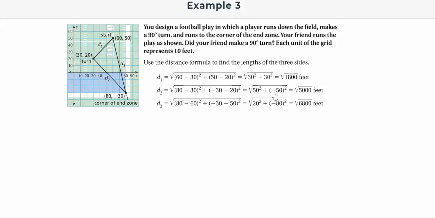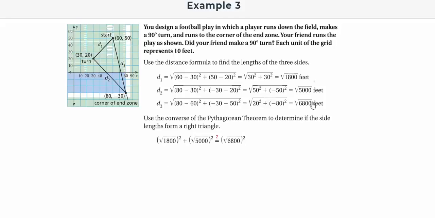Okay? At this point, once we've got the distances of the three sides, we do what we did in example 1. We use the Pythagorean theorem, a squared plus b squared equals c squared. And then the converse of the Pythagorean theorem tells us that if a squared plus b squared does equal c squared, then the triangle is a right triangle. And that means that that teammate did make a 90-degree turn. So, like I just said, we use the converse of the Pythagorean theorem. And since the square root of 6800 is bigger than these two numbers, that is our hypotenuse. So we put that in for C.